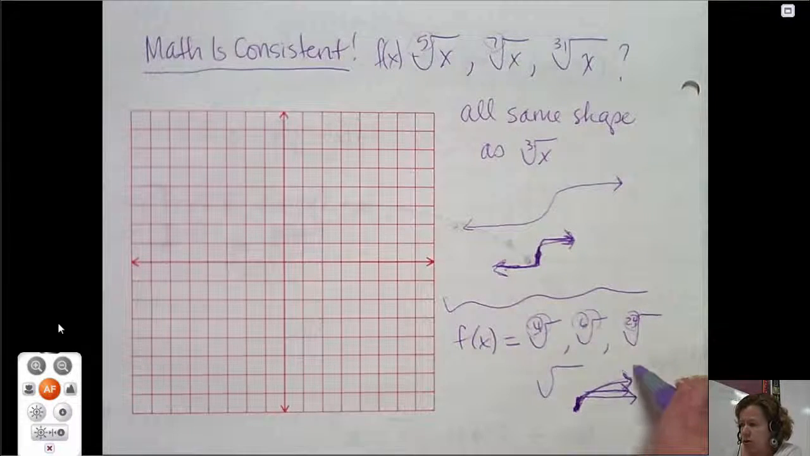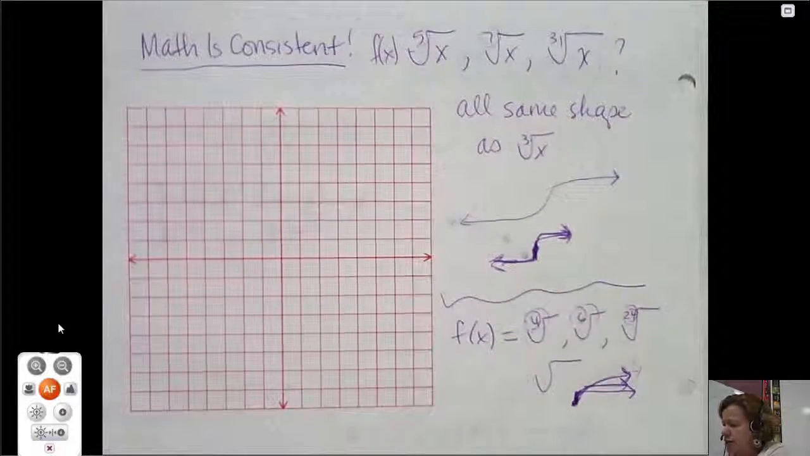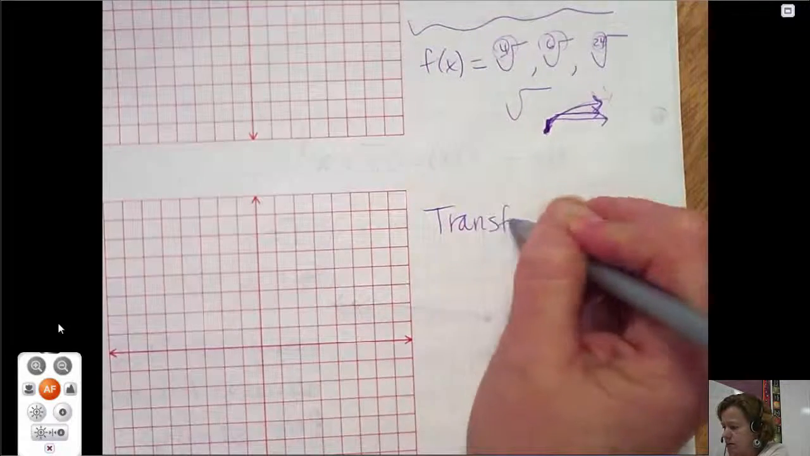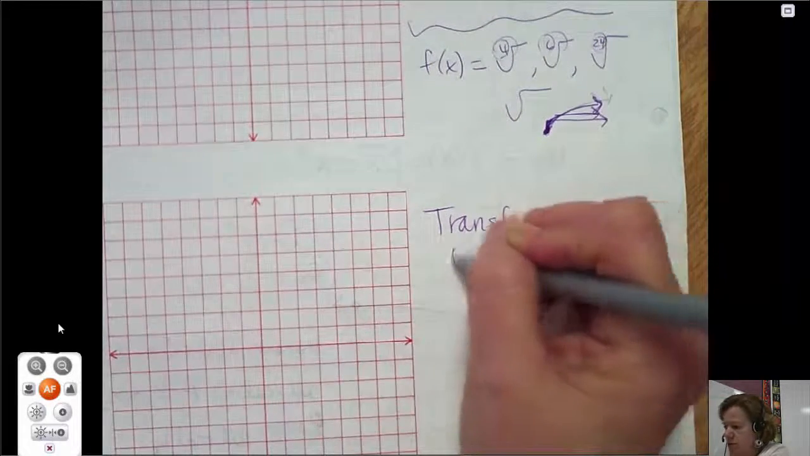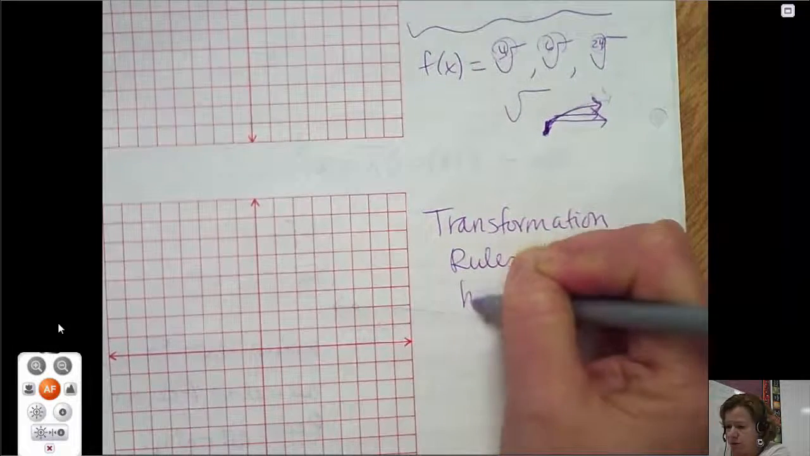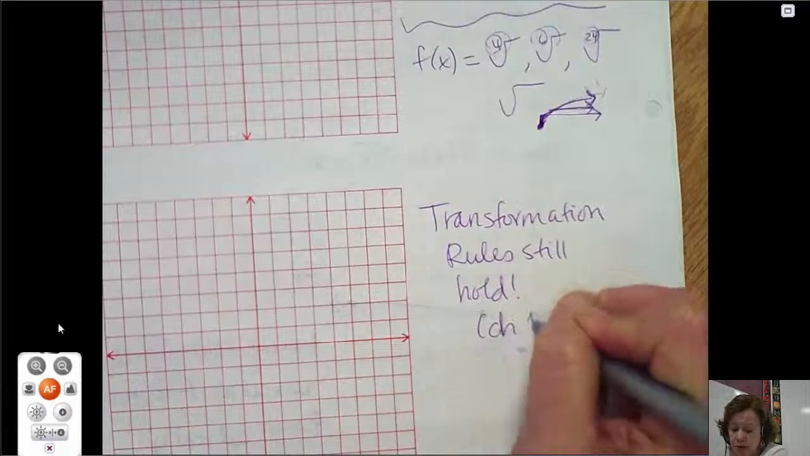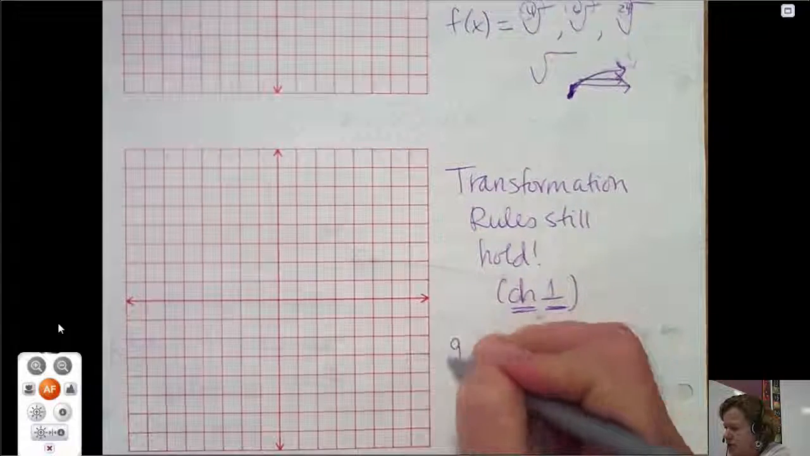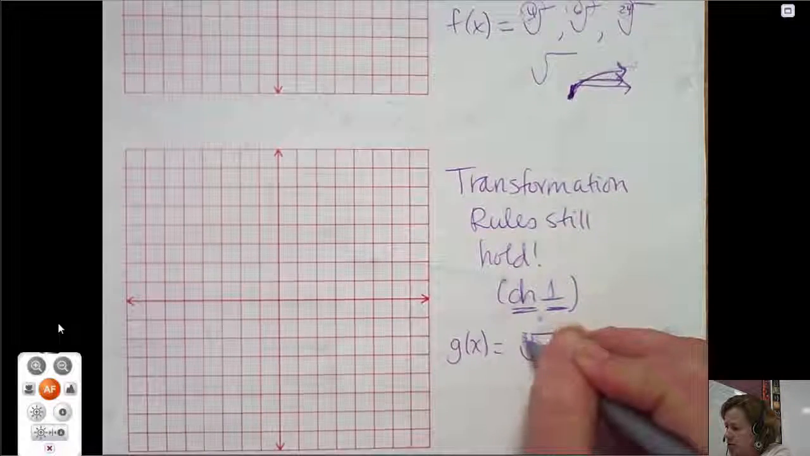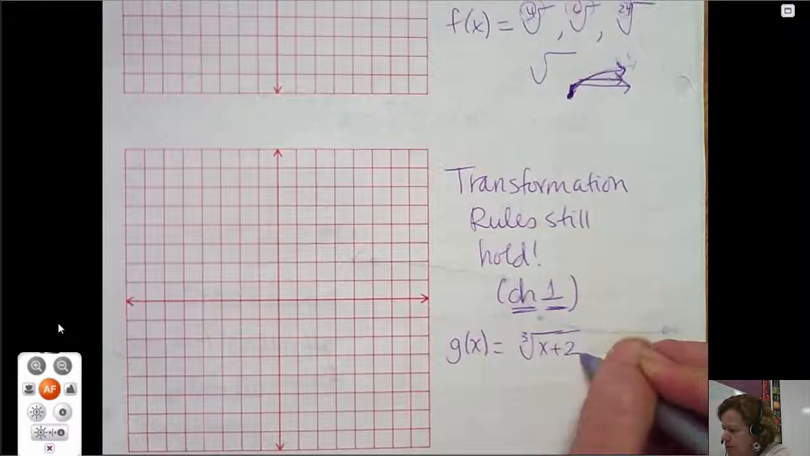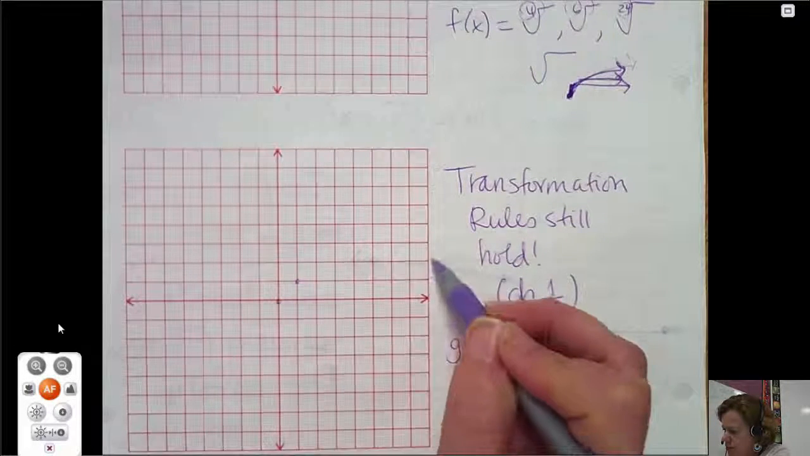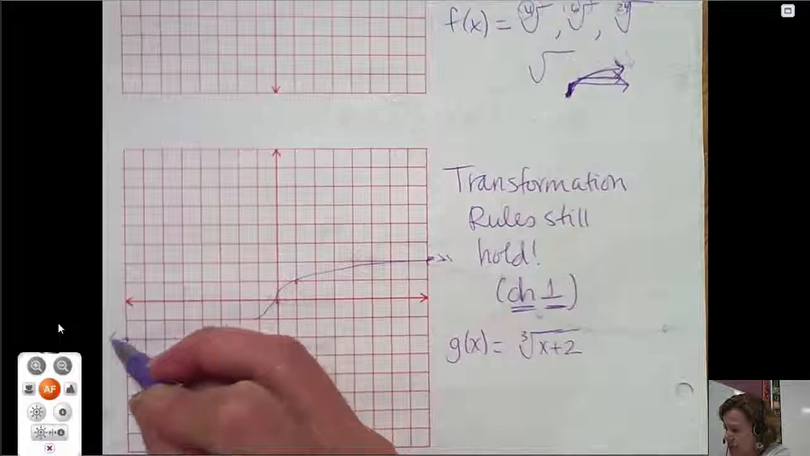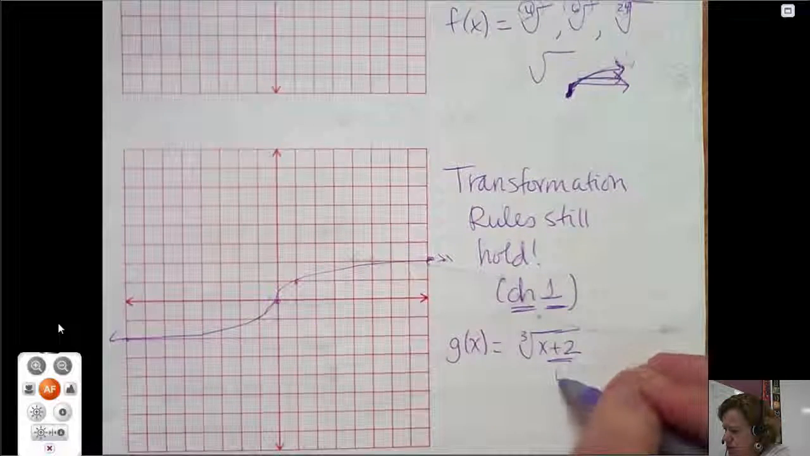Now the other thing you need to understand, and then we'll be done for the day, is that your transformation rules still hold. Okay, so if you need to go back to Chapter 1 or Unit 1, our Transformation of Functions unit, and review that. If we have g of x equals the cubed root of, say, x plus 2, that takes our parent cubed root function and moves it to the left 2. So all these points would go to the left 2 units.